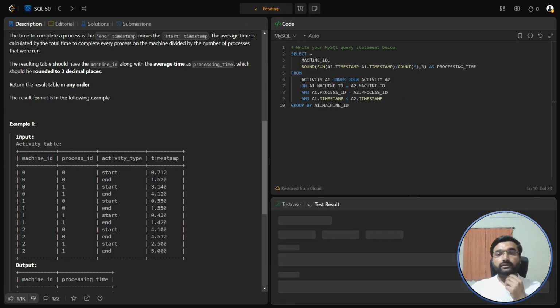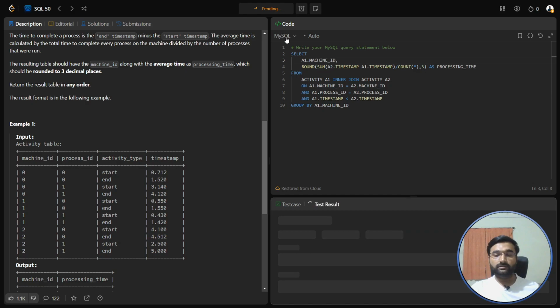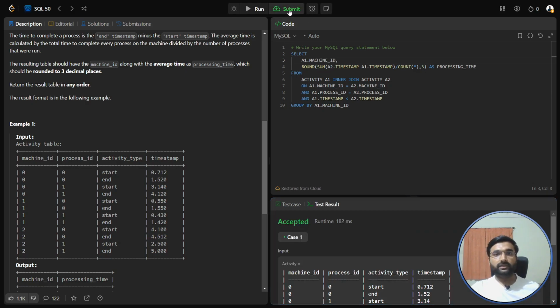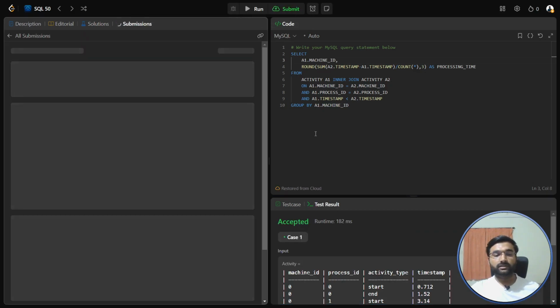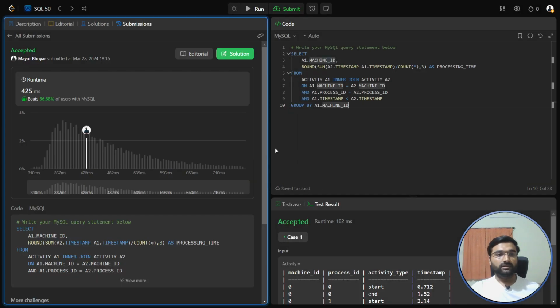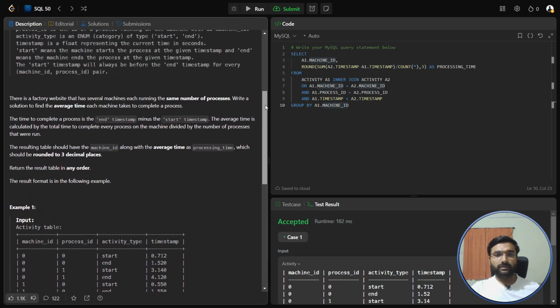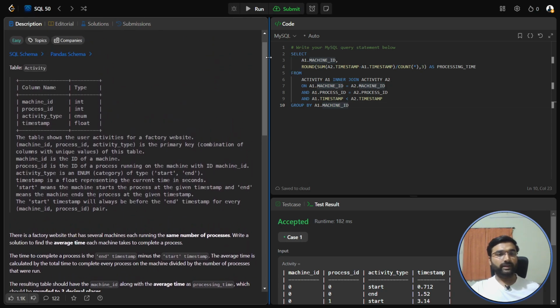Let's try to run this. Machine id, okay, sorry, A1 dot, I did not mention from which one to take. Accepted. Let's try to submit. Good. So it was a pretty long query, but it's okay.